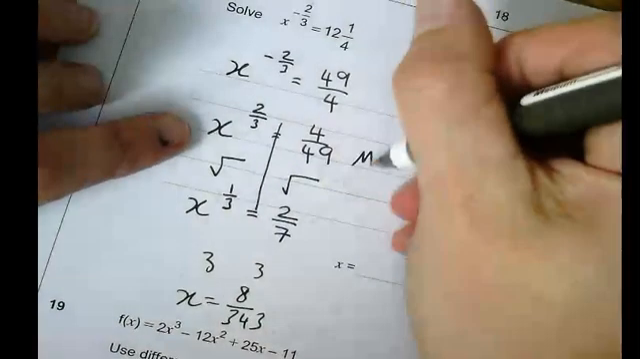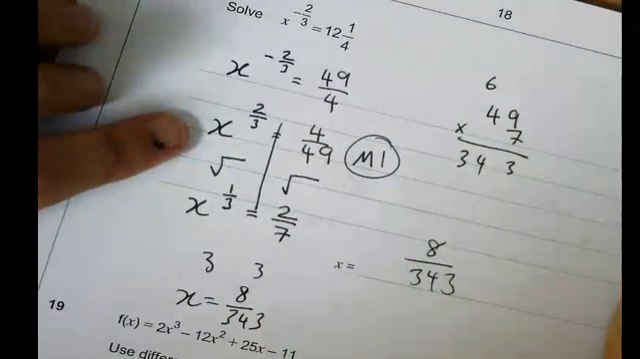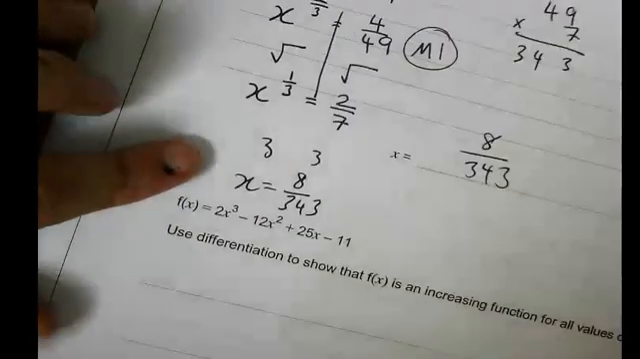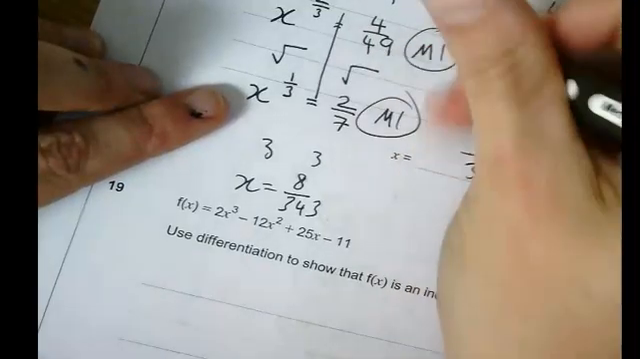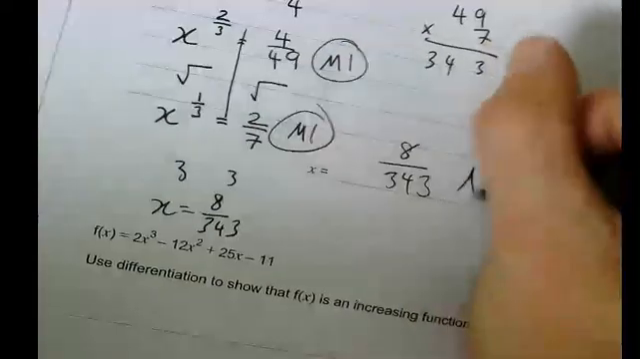You would get 1 mark if you'd written this as your first step, 1 mark for getting to this line, if that was the path you took, and then full marks for 8 over 343.